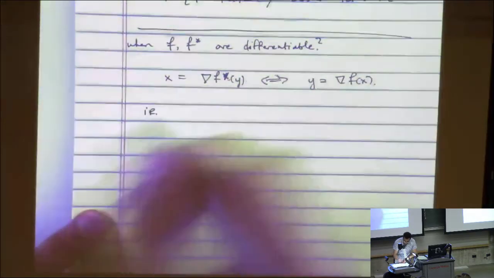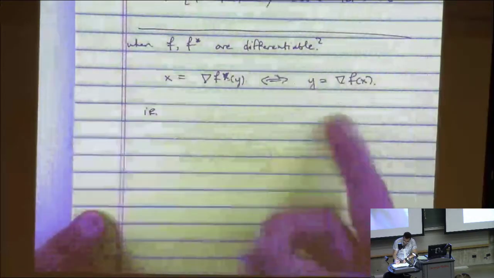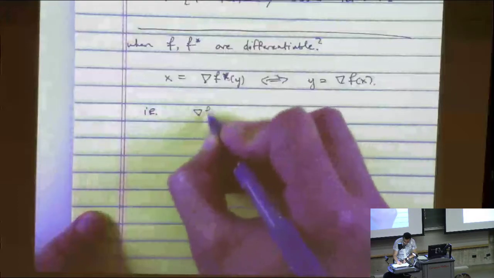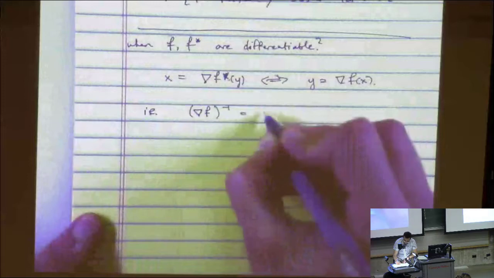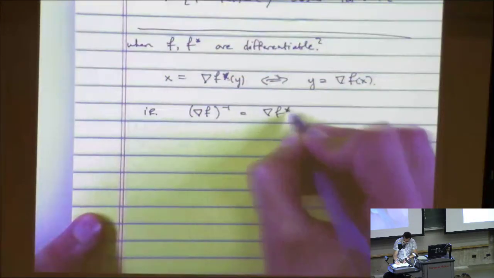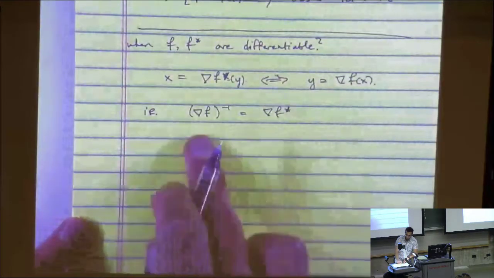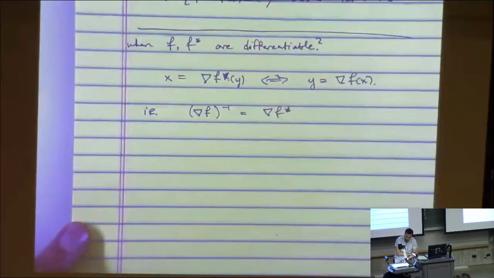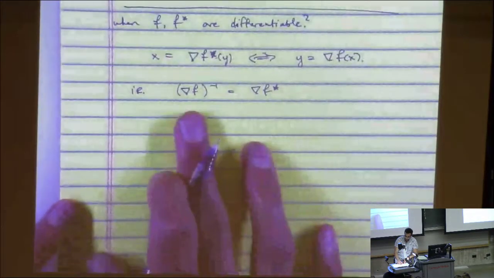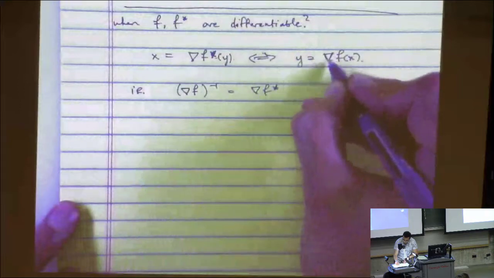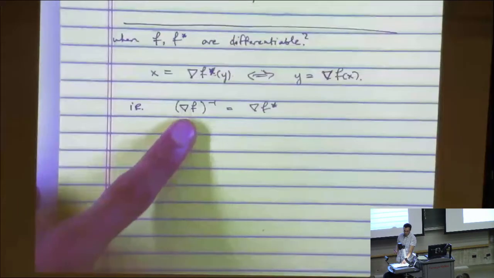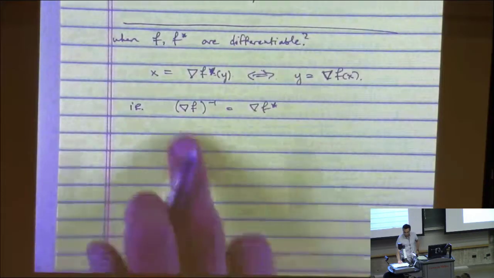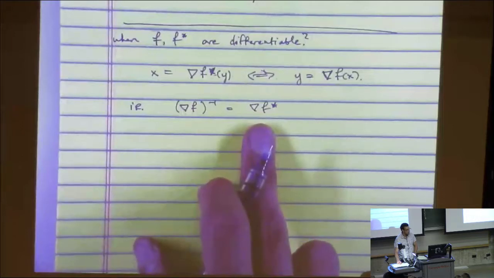So what does that mean? This actually means that the gradient map is invertible, and its inverse is the gradient of the conjugate, and vice versa. This is invertible, and that's its inverse. This is a very powerful and important property: in this case, the gradient map is invertible, and its inverse is the gradient of the conjugate function.